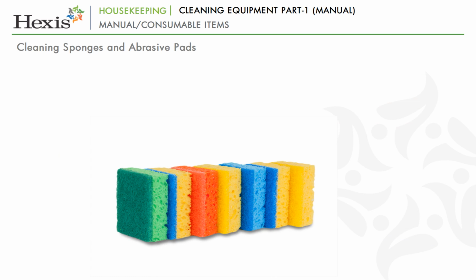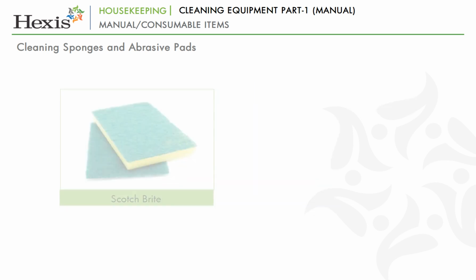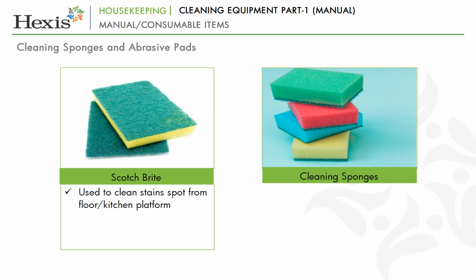All cleaning sponges of the same color should be rinsed and then placed in a bowl containing a solution of warm water and bactericidal cleaner and washed thoroughly, making sure that the solution is passed through the cellular structure numerous times. They should then be squeezed dry and left to air dry in a designated area of the storeroom. Scotch-Brite and cleaning sponges fall into this category. Scotch-Brite is used for cleaning stains and spots from the floor or kitchen platform.